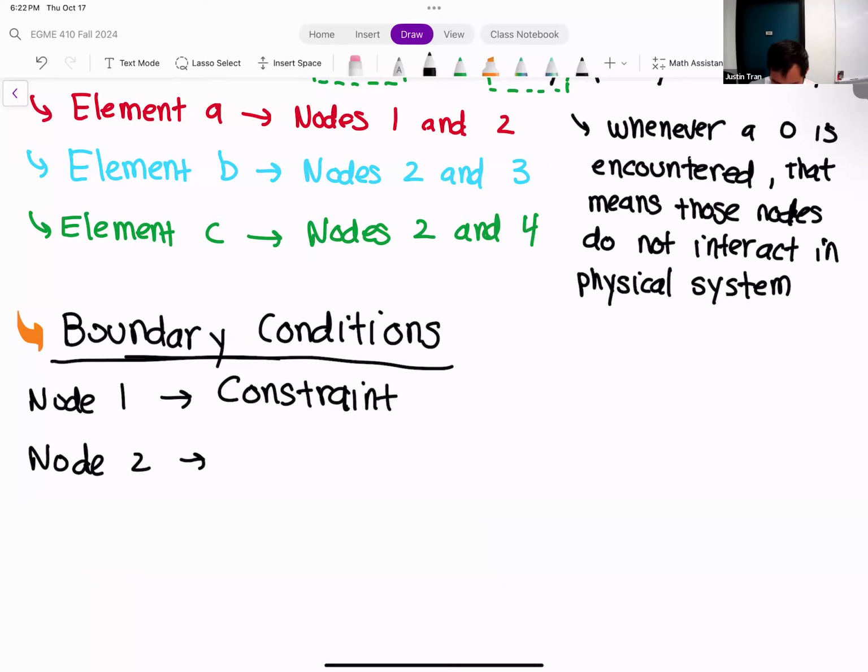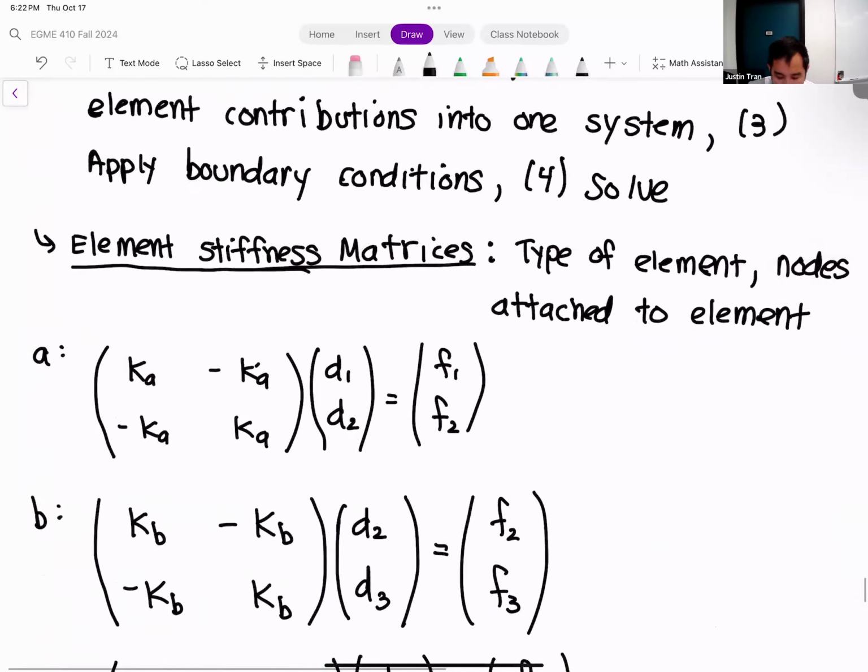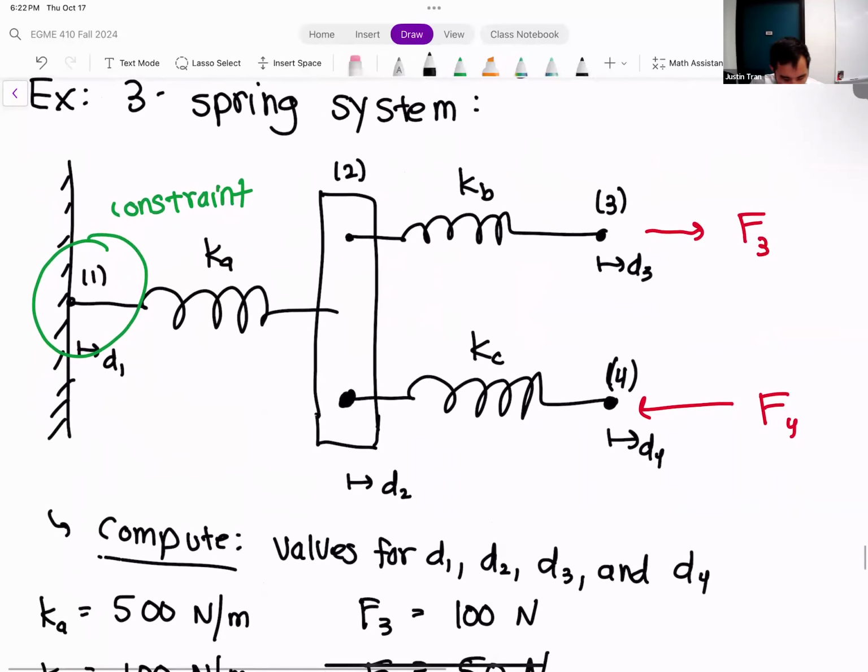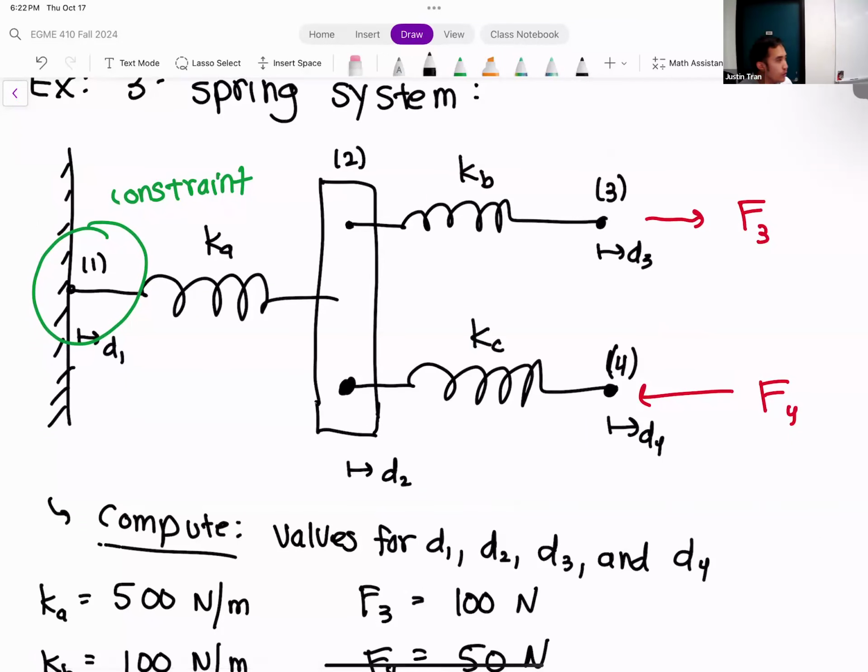All right, node 2. Let's come back up to the system. Node 2 is our block that's in the middle, right? And so node 2 has springs that are being attached to it, but technically there's no constraint and no force being applied there at all. So node 2, we have no boundary condition.